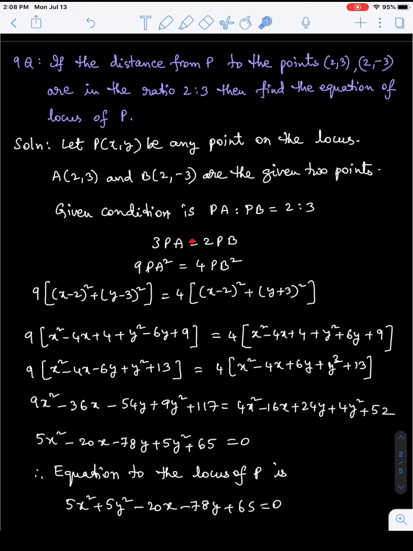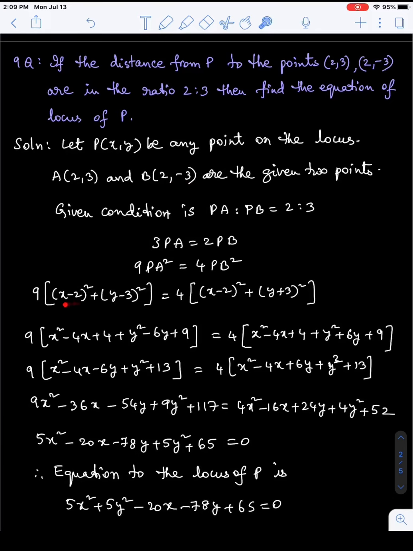Squaring on both the sides, then you get 9PA square equals 4PB square. The distance between 2 points formula is applied here. So P xy, A 2, 3. So x minus 2 whole square plus y minus 3 whole square. Where is the root? The root and this square will be gone, cancelled. 9 into this much is equal to this side also the same, PB. P is xy, B is 2, minus 3.